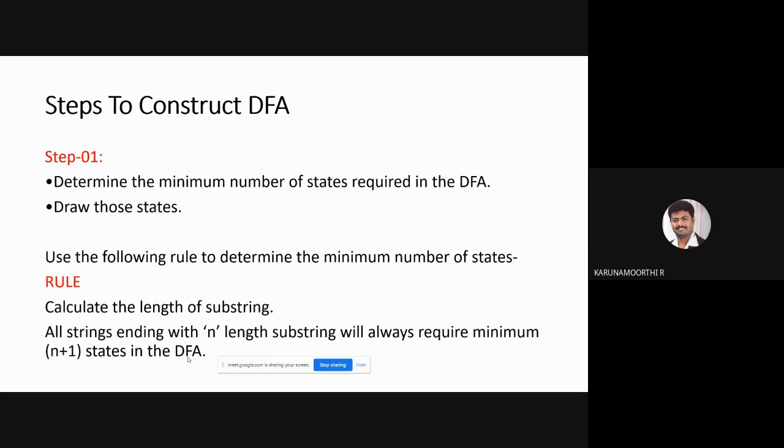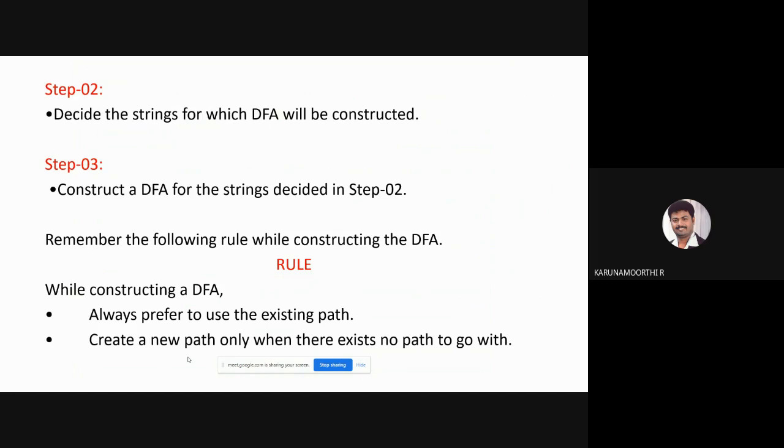So that is the first step. The second step, we want to decide what strings can be generated for the DFA. You can write out the particular strings, and then those strings must be accepted by the DFA. So this is the second step. The third step, we want to construct the DFA for the strings decided in step 2. Whatever strings you decided on for the particular DFA, you have to apply them in your automata. Okay, so remember the rule.